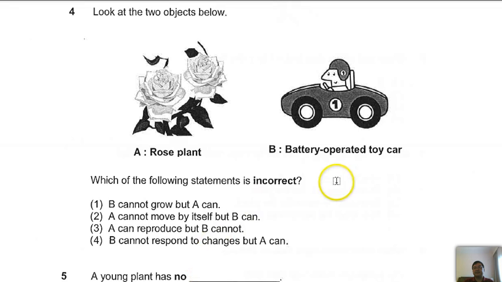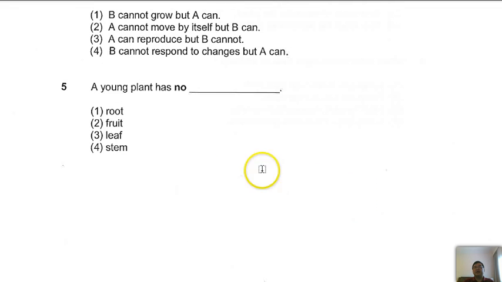Next, a young plant has no what? Stem, leaf, fruit, roots. That's what you need to understand and have knowledge of: the difference between a young plant and an adult plant is that the young plant cannot reproduce. So when it can't reproduce, it is not ready to bear fruit. So it has no fruit, but the rest a young plant would have. Next.